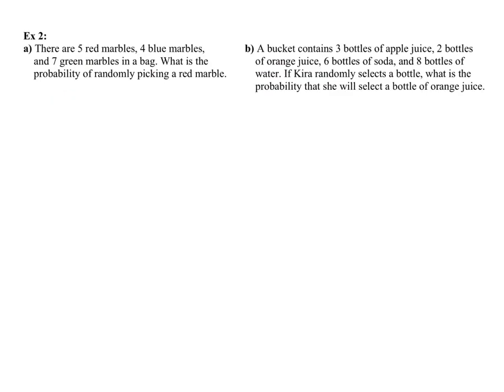Example 2. There are 5 red marbles, 4 blue marbles, and 7 green marbles in a bag. What is the probability of randomly picking a red marble? There are 5 red marbles in the bag, so that's our desired outcome. Now, how many total outcomes are there? Well, it's 5 plus 4 plus 7, which is 16. So 5/16 is the probability that you'll choose a red marble.